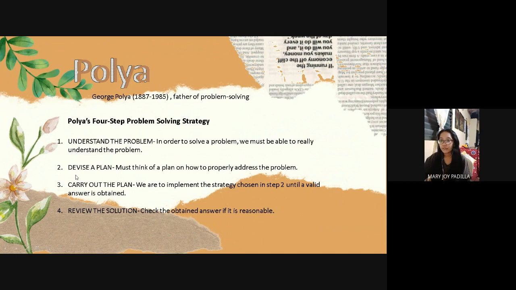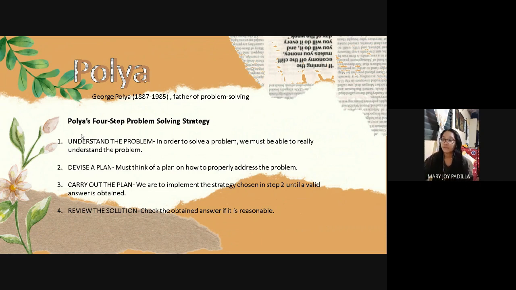So, we have here, devise a plan, which is our number two, that we must think of a plan on how to properly address the problem. So this one, dapat magpa-plan tayo so that we can solve our problem. So para makuha natin ng answer, kailangan natin ng plano.